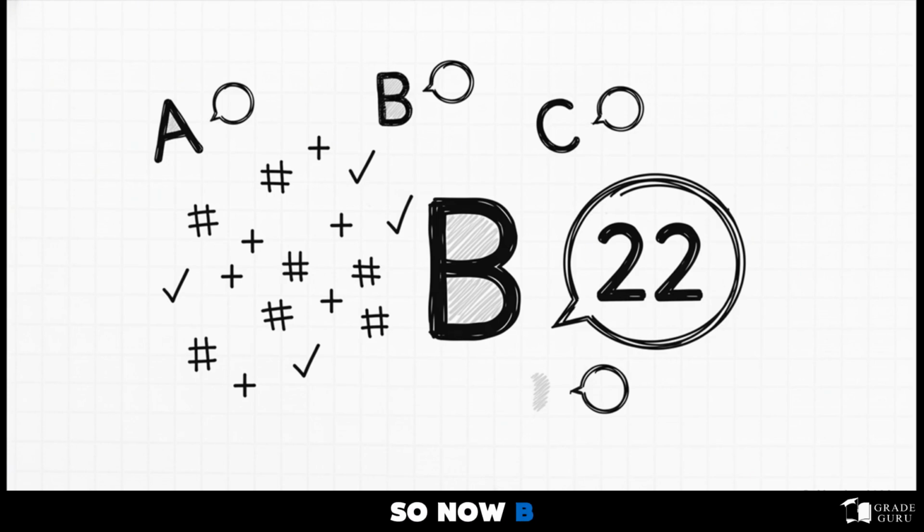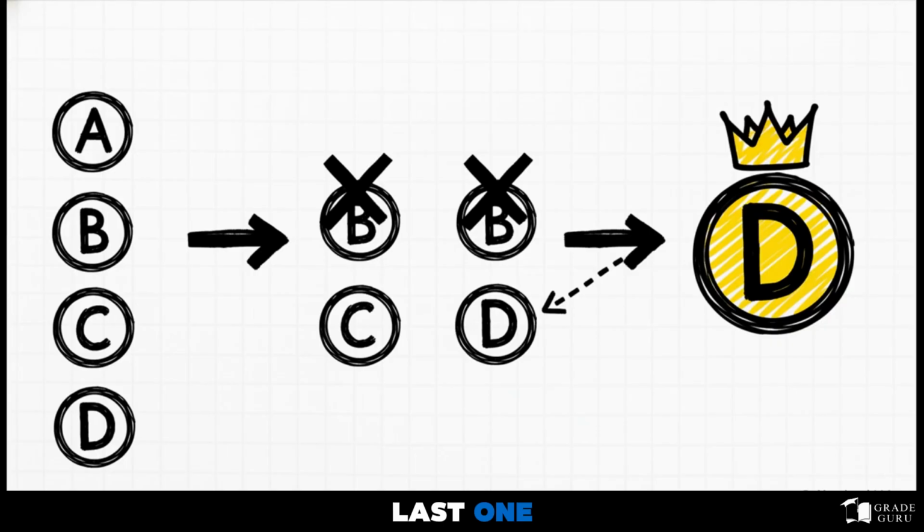So now B is our winner. And for our last one, instant runoff. In the first round, nobody put B first, so B is out. In the next round, C has the fewest votes, so C gets eliminated. Now those 3 voters who had C first, their votes now go to their second choice, D. That pushes D up to 7 votes, which beats A's 6.